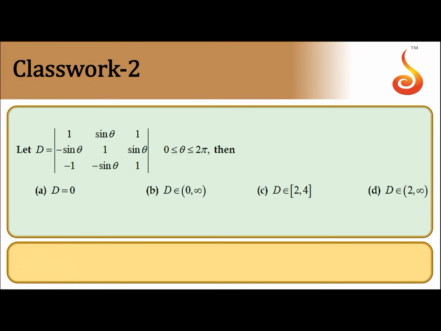Coming to the second one. D is equal to the determinant 1, sine theta, 1; minus sine theta, 1, sine theta; of course, the elements below the diagonal are negative. And what is the range of this determinant? Let us see that the determinant is 1, sine theta, 1; minus sine theta, 1, sine theta; minus 1, minus sine theta, and 1.